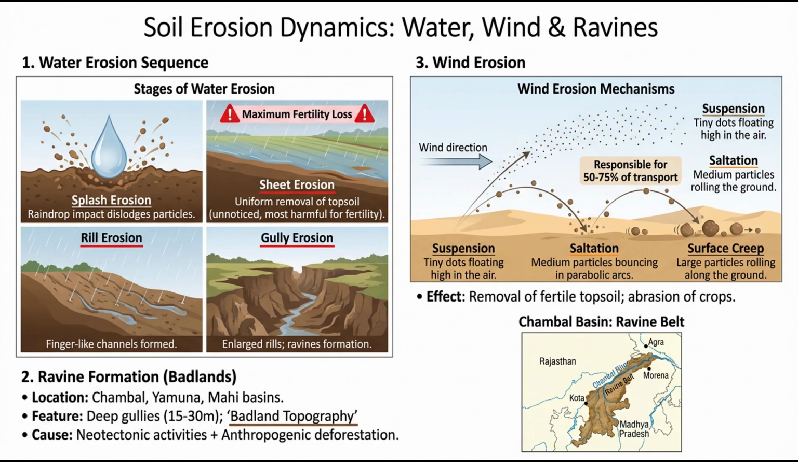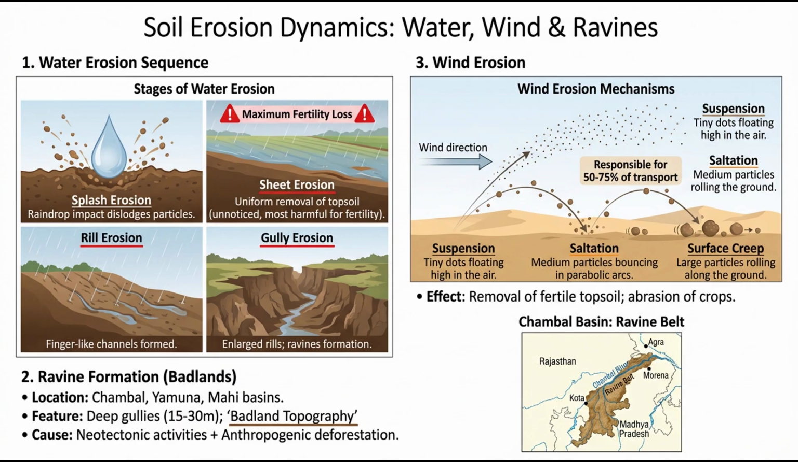Parallel to wind, we have wind erosion, which follows a different set of aerodynamic mechanisms shown in the visual. Wind moves soil in three ways based on particle size. Listen carefully. The finest particles, dust, are lifted high into the air in suspension and carried for kilometers. Medium-sized particles cannot fly. Instead, they bounce along the ground in a process called saltation. This bouncing is destructive because every time a particle lands, it dislodges more soil, creating a chain reaction.